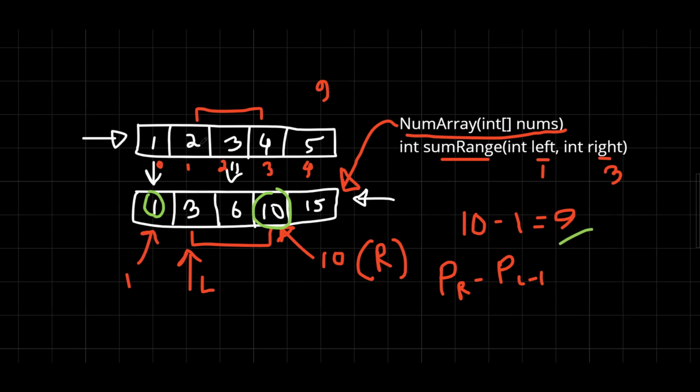So here we can see that for the range of 1 to 3, the summation will be 2 plus 3, which is 5, 5 plus 4, which is 9, which is exactly equal to this. So basically, this is how we can implement the range sum query function. I hope you understood the algorithm. Now let's move on to the code.